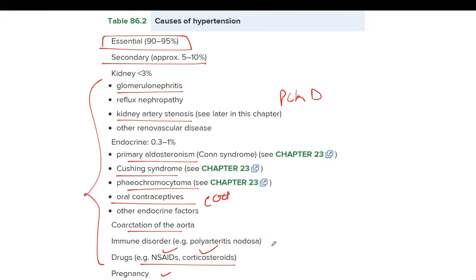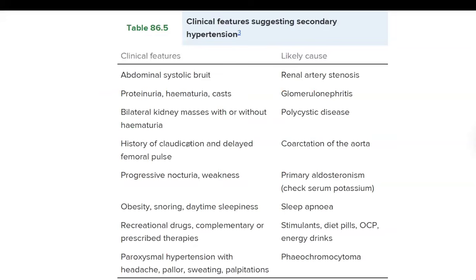So many times we would look for these secondary causes, but because in 95% of cases it is essential, that means we don't know, it's not a must to send every hypertensive patient for a lot of tests to rule out secondary hypertension. So there is a rule for when we would do investigations to find out whether they have any secondary hypertension. So what suggests that a patient might have secondary hypertension?